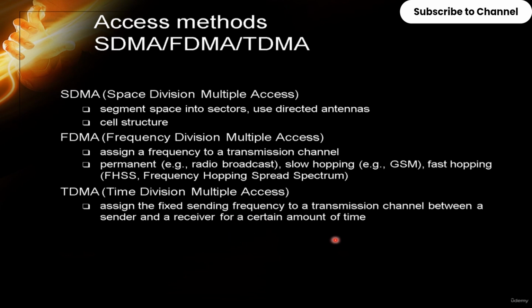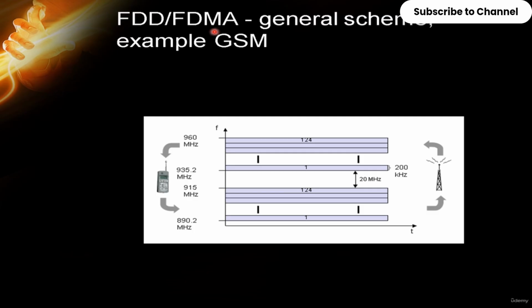In time division multiple access, a particular time sequence is allowed between sender and receiver, and both will transmit the data within the particular time amount. Here is an example of frequency division duplexing with FDMA, a general scheme, for example in GSM.